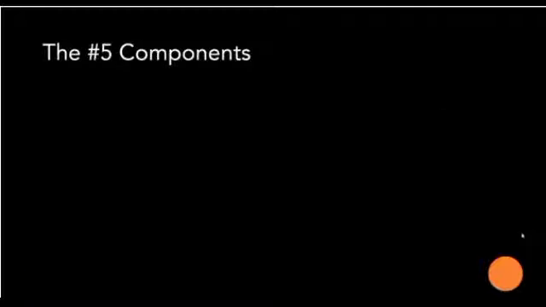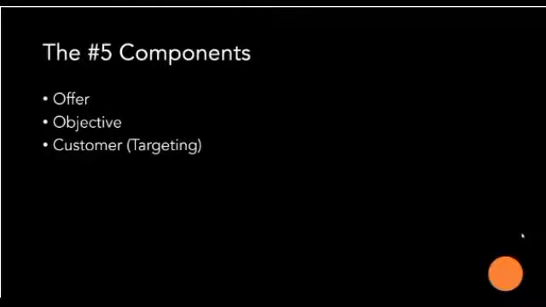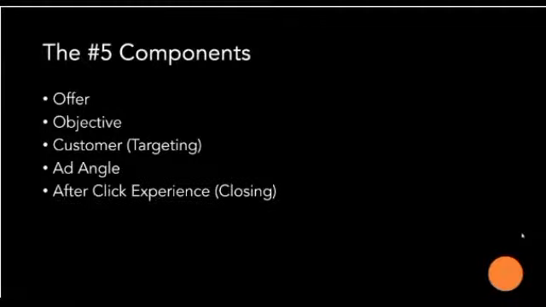All right, so let's pretty much get into the 5 components. I'll just list them out for you. We have the offer, we have the ad objective, we have your customer, which is also your targeting, we have your ad angle, and we have the after click experience, what I call ACE, after click experience, or what you may also want to refer to as closing. So let's look at each of these components in more detail. So we'll start with the offer.